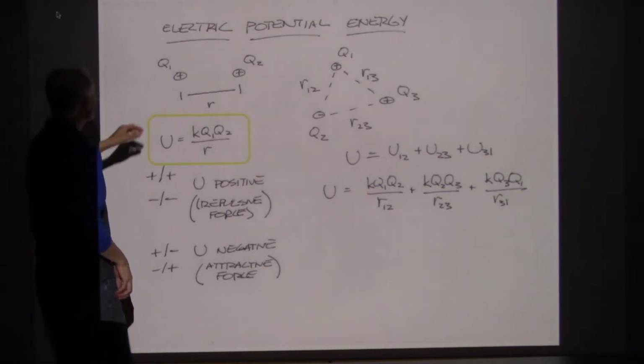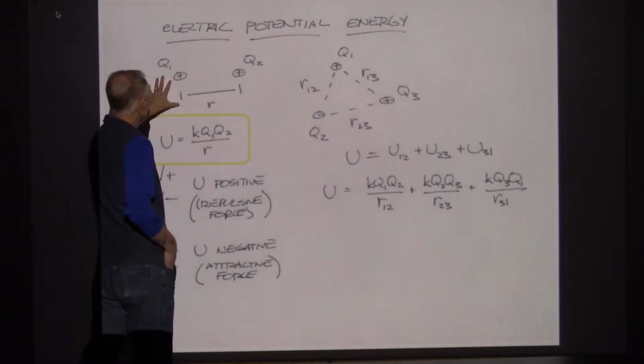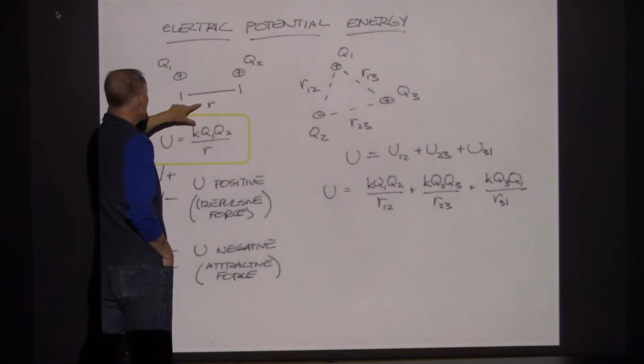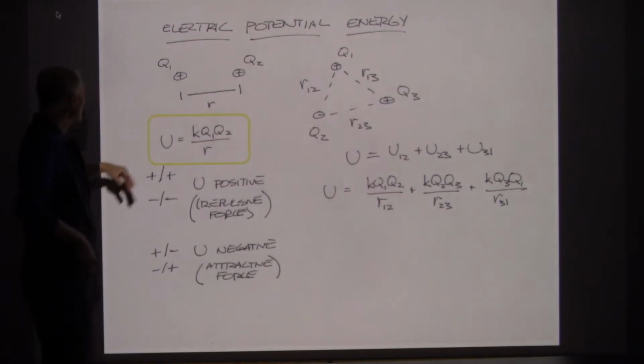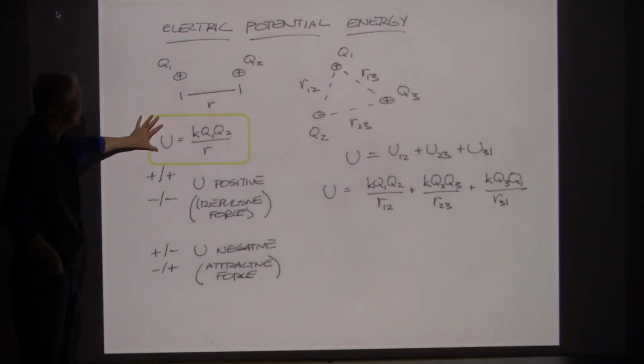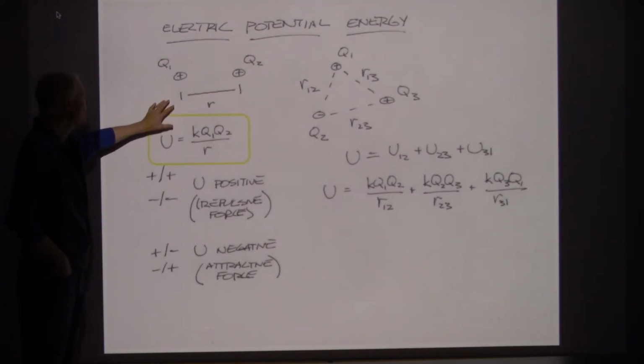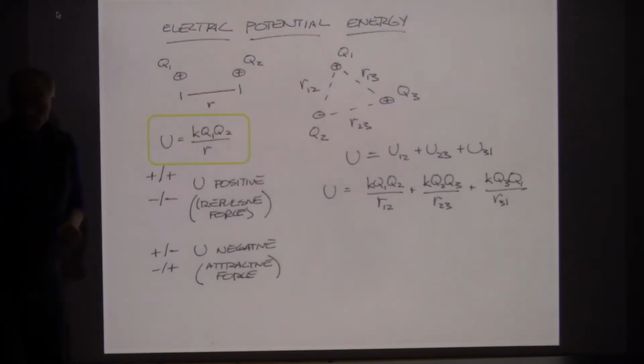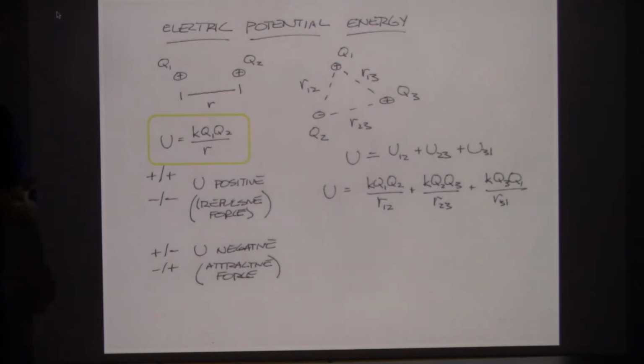Let's say that we have two charges, Q1 and Q2, separated by a distance r. In an earlier slide, we introduced this formula and said the potential energy associated with two charges separated by some distance r is given by little k, the electric force constant, times Q1 times Q2 divided by r. Not r squared. For potential energies, it's just one factor of r.